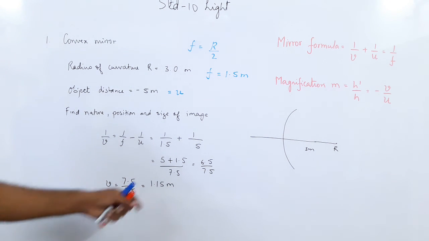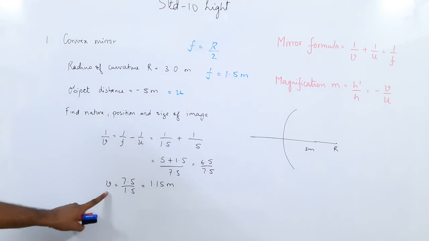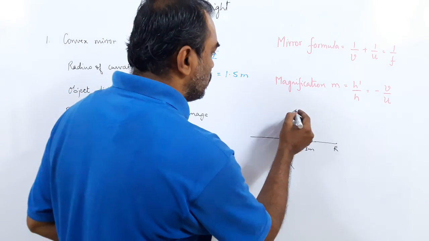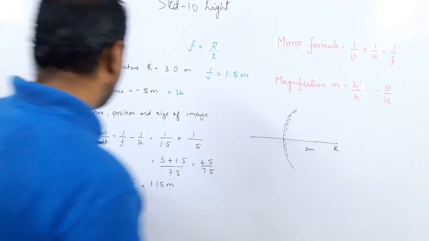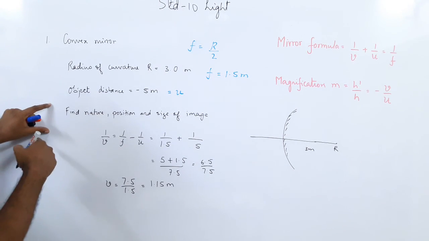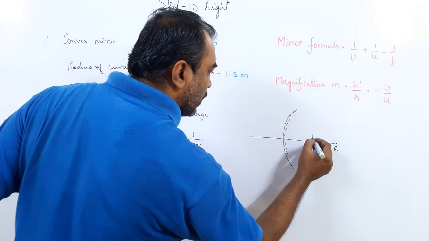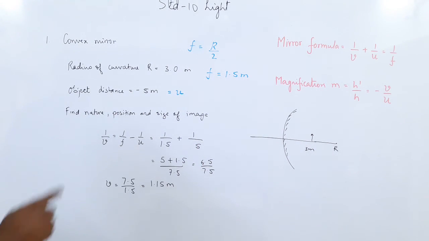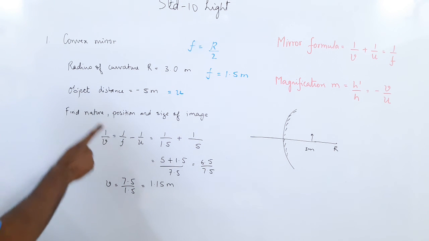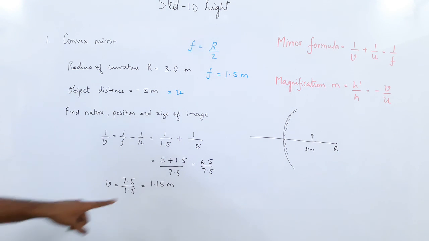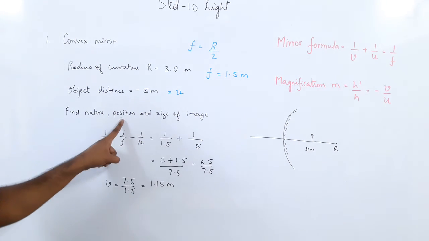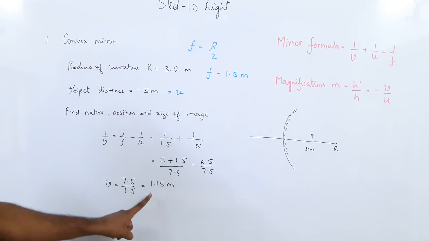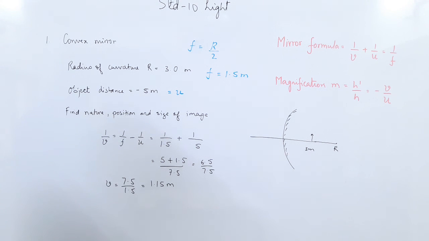So here you got the answer positive. What it will mean is that the image is formed behind the mirror. The object was placed somewhere here, 5 meter negative, but the image is formed at 1.15 meter behind the mirror. So behind the mirror it will be virtual and erect. So the nature is what? Virtual and erect. Okay, so where is the position? Behind the mirror. Nature, virtual and erect. Size, now we have to find the size.